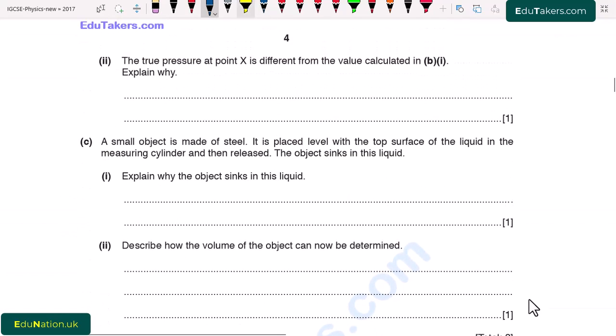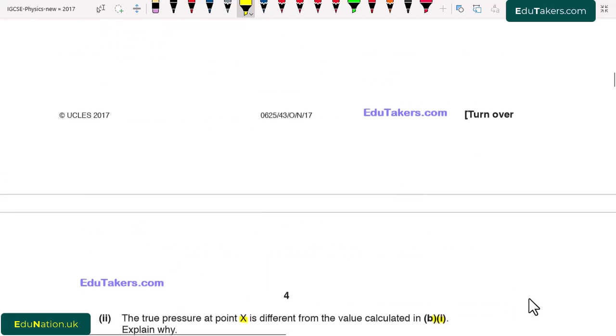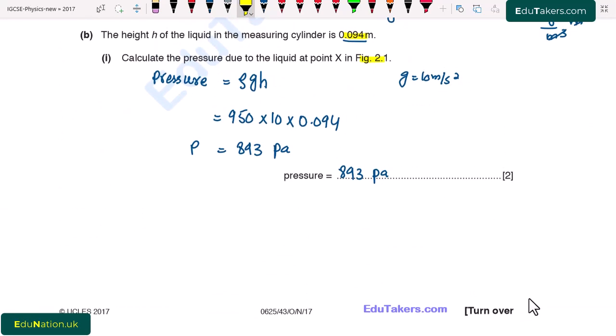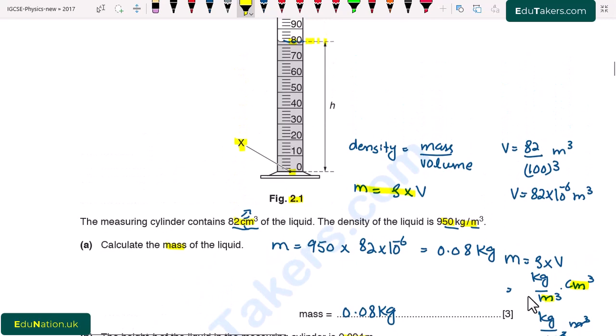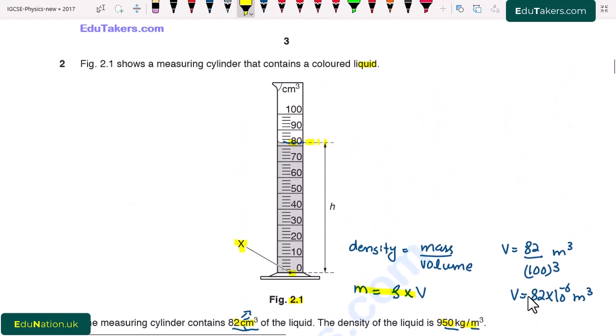Part 2. The true pressure at point X is different from the value calculated in B. Part first. Explain why. So the true pressure at point X is different than the value that we calculated in the previous part. We have to explain its reason. Because in calculating the pressure here, we don't consider the atmospheric pressure. But there is also atmospheric pressure around the cylinder. Here is the atmospheric pressure. So that's why both readings are different.